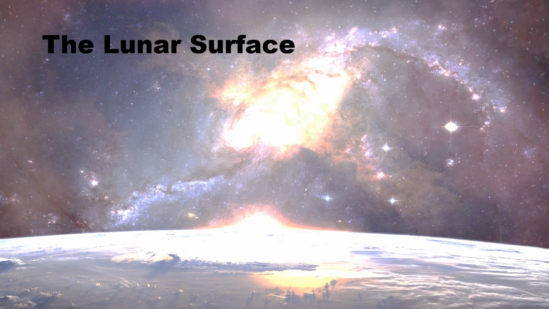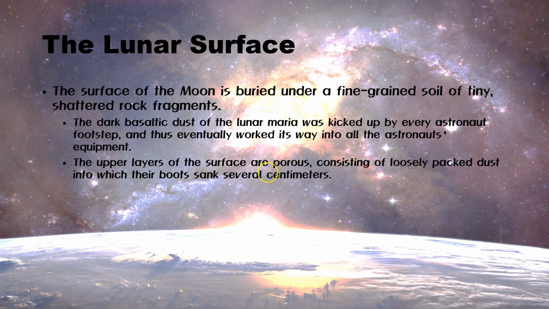And so, let's go ahead and wind this back to the lunar surface itself. The surface of the moon is buried under a fine-grained soil, tiny shattered rock fragments. The dark ballistic dust of the lunar area was kicked up by every astronaut's footstep when they went and explored it, and thus eventually worked its way into all the astronauts' equipment. The upper layers of the surface of the moon are very porous, consisting of loosely packed dust into which their boots sank several centimeters. So it was like walking on a powder.